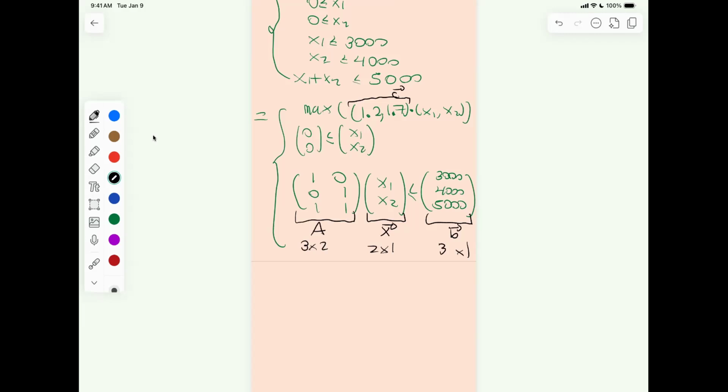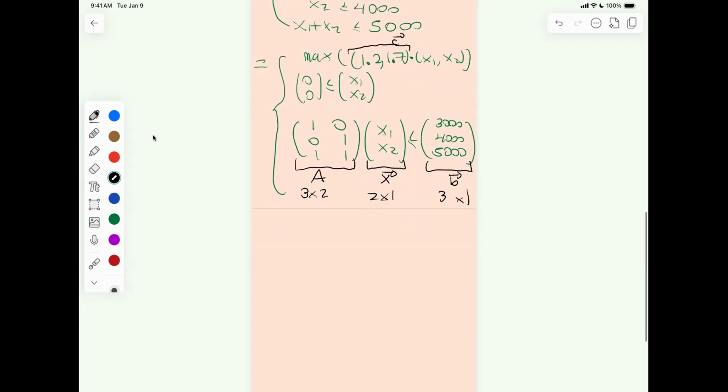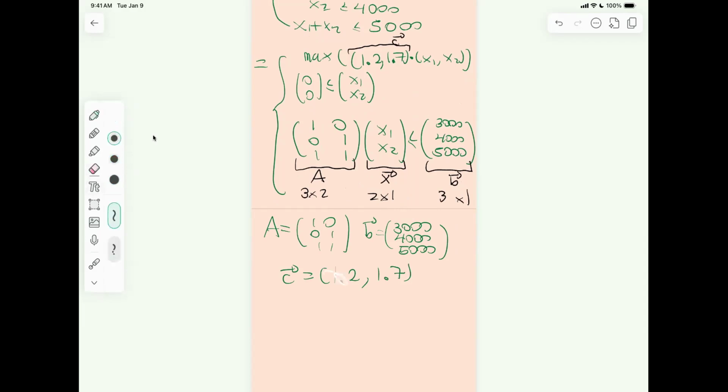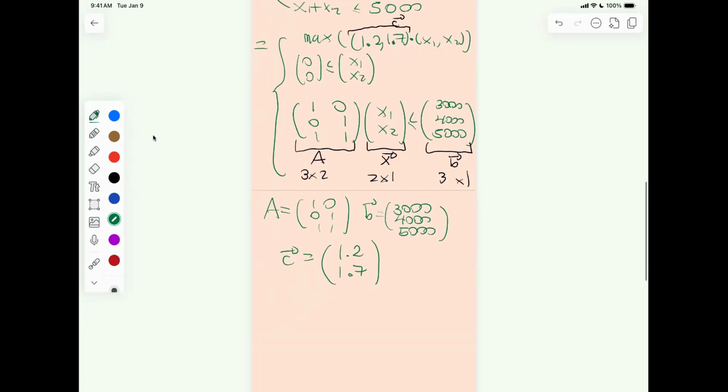Okay, so this was the original problem. I'll write this separately. So this was A. In the original problem, this was the matrix A. The vector B was this. And the vector C was 1.2, 1.7. Well, I guess I could write it as a column vector. I would write it as a column vector actually, to be a bit more consistent, because most of the time I'll think of the vectors as being column vectors.